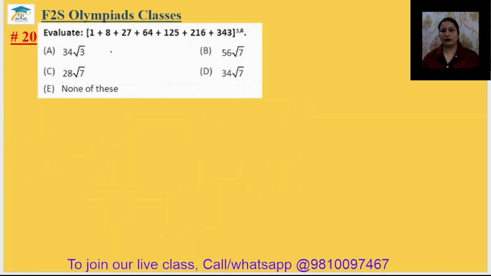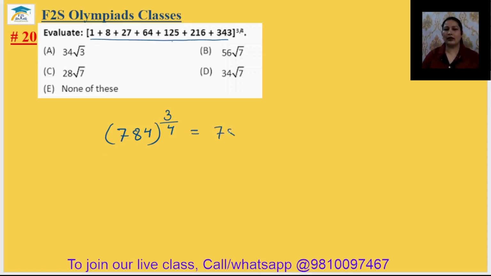Question number 20. 1 plus 8 plus 27 plus 64 plus 125 plus 216 plus 343, to the power 3 by 4. If we add all of these numbers, we will find 784 to the power 3 by 4. 3 by 4 we can write as 784 to the power 3, whole power 1 by 4.